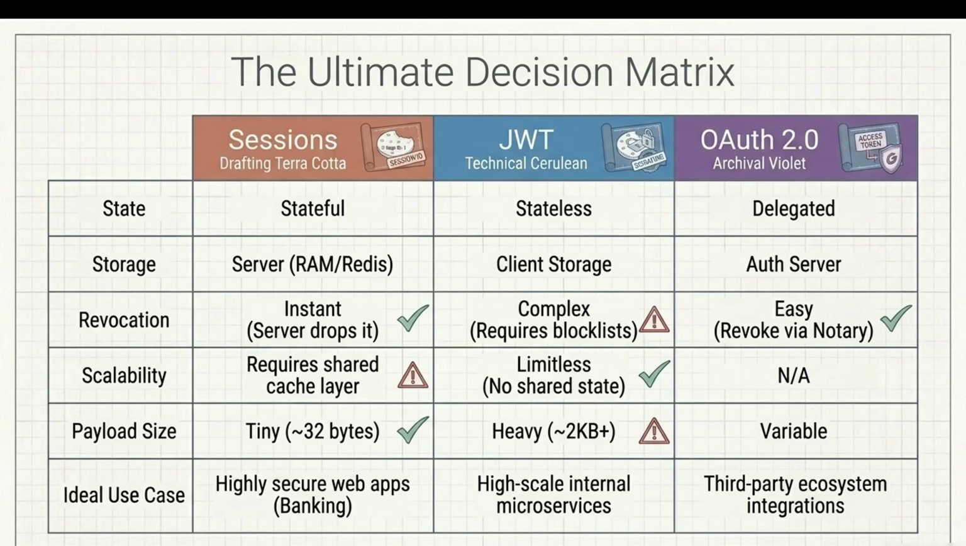And in stateful authentication, the storage is on the server side, utilizing RAM or Redis. Coming to JWT, the storage is on the client side. And coming to OAuth, it maintains an authorization server, where it is flexible again. In similar ways, you can also look at revocation, scalability, payload size, and ideal use case.